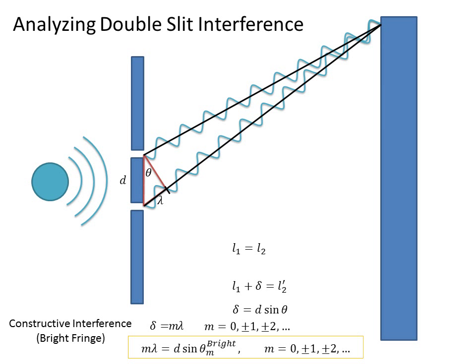And what we'll see is that by combining these equations, we get a wonderful equation that looks like m lambda, so some integer times the wavelength, is equal to d sine theta bright, where m is equal to 0, plus or minus 1, plus or minus 2. So this will tell us when do the waves both hit at the same point with the same spot in their sinusoidal curve. So when do they both reach the same maximum at the same point?